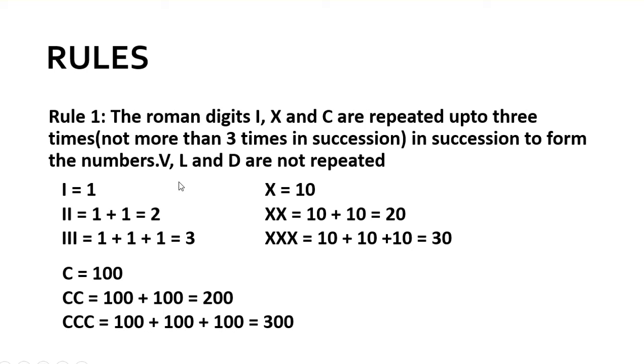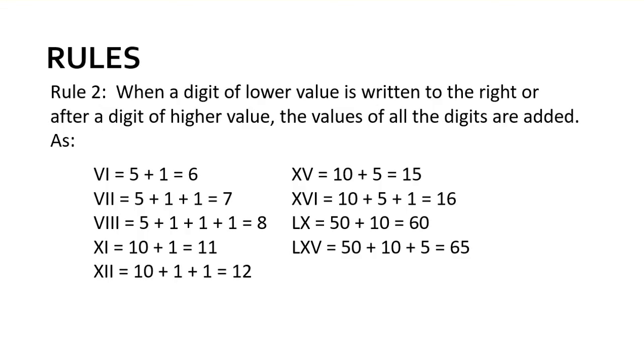One important point is that the symbols V, L and D cannot be repeated. We are not supposed to repeat these in any of these numbers. When we form Roman numerals, we can repeat I, X and C. We cannot repeat V for 5, L for 50 and D for 500. These are not repeated. Now let's see rule number 2.